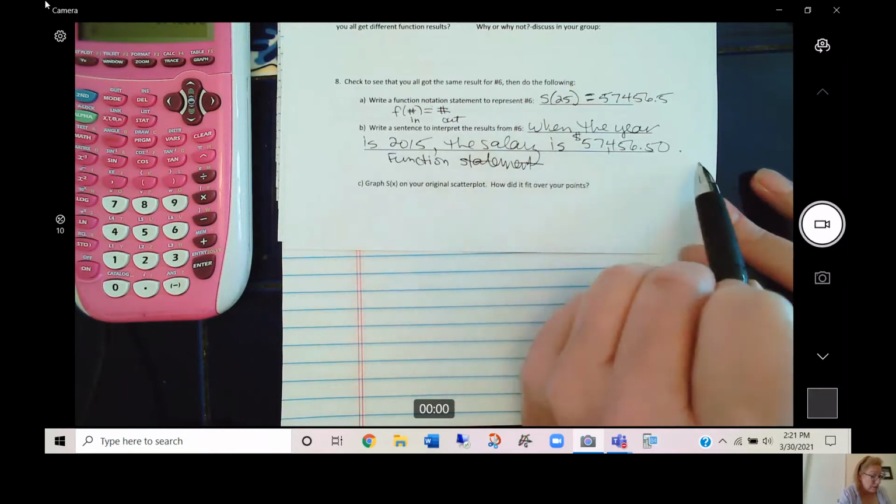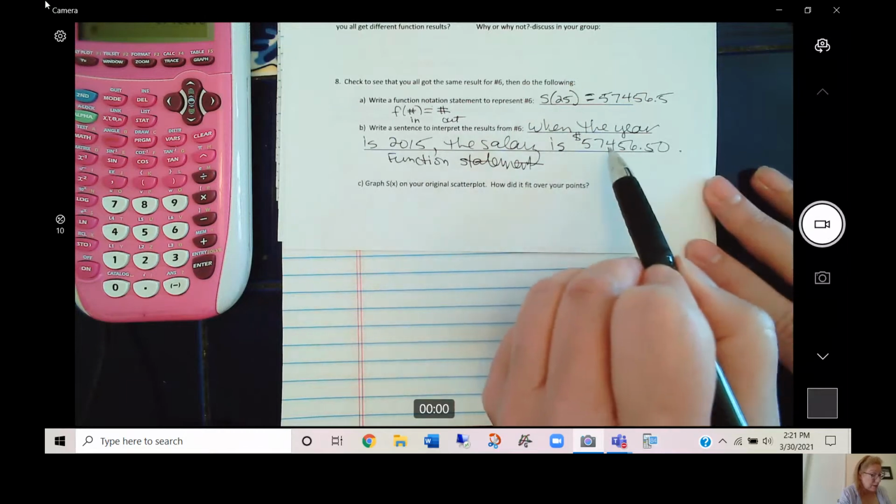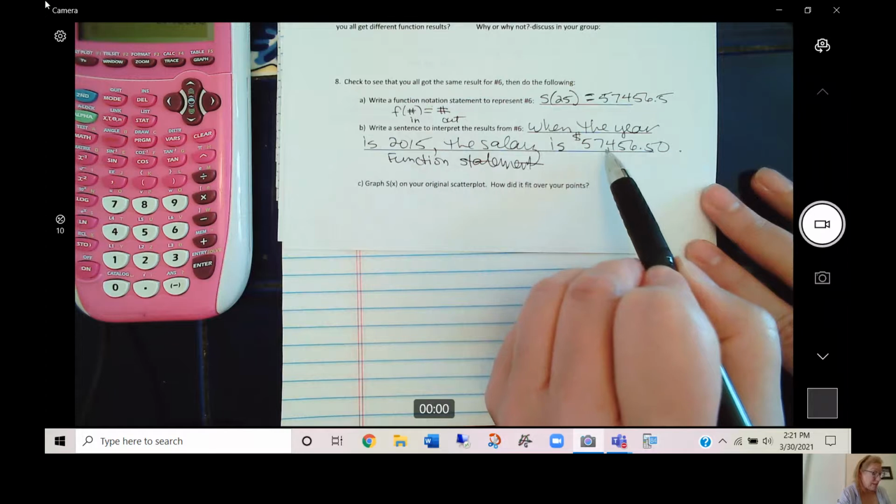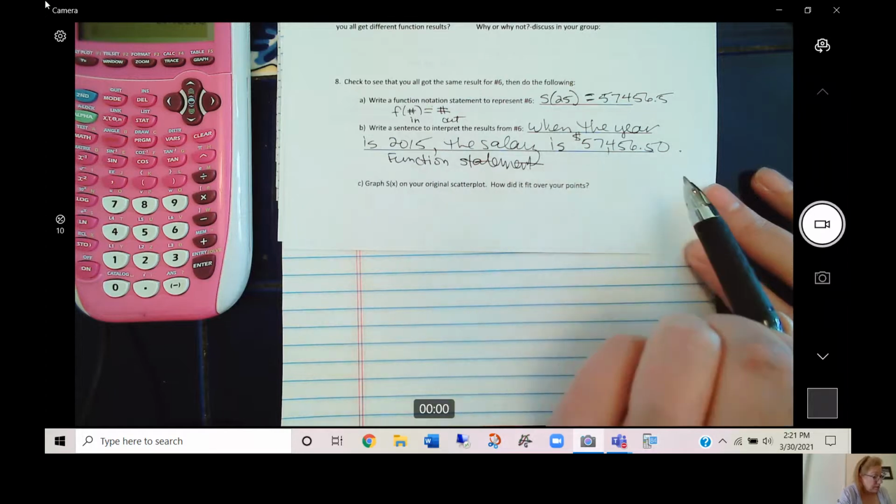Notice it's not dollars per year or anything, because that's not how much it's changing. It's the actual function's value. That is a salary value right there.